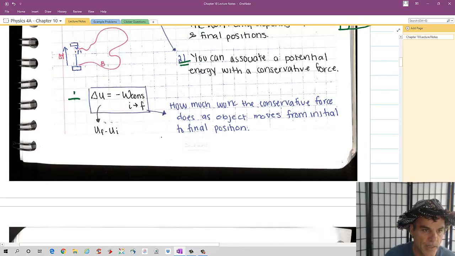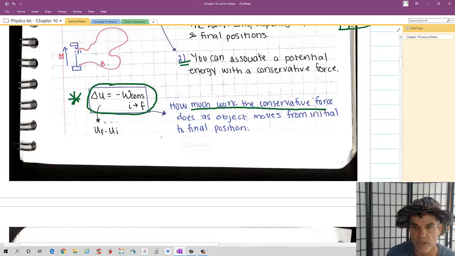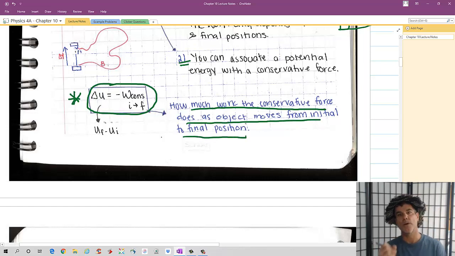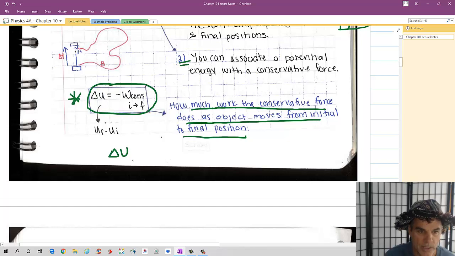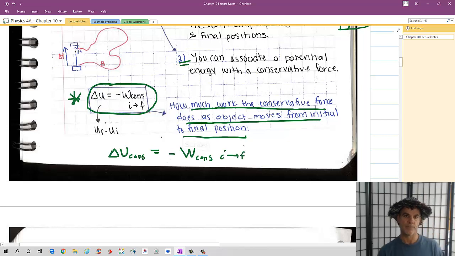So here's the big thing. Here's how you define not the potential energy, but the change in potential energy. The change in potential energy for a conservative force is equal to negative the work done by that conservative force as the object goes from its initial position to its final position. So the definition of the change in potential energy for any conservative force is equal to negative the work done by that conservative force as the object goes from some initial position to some final position.